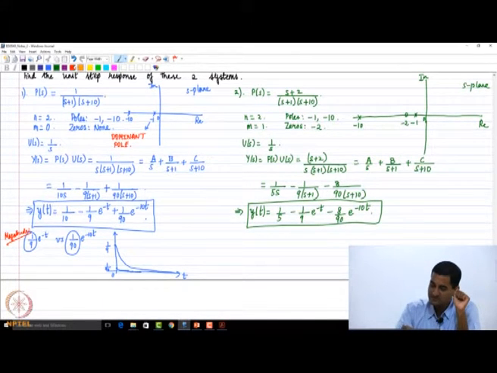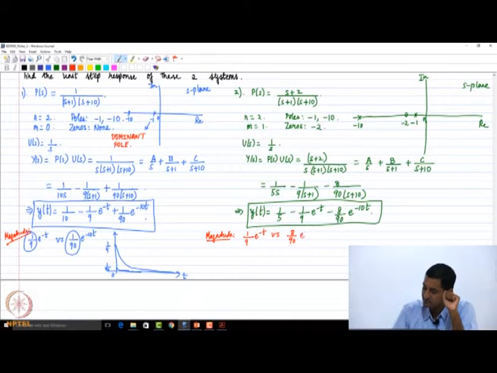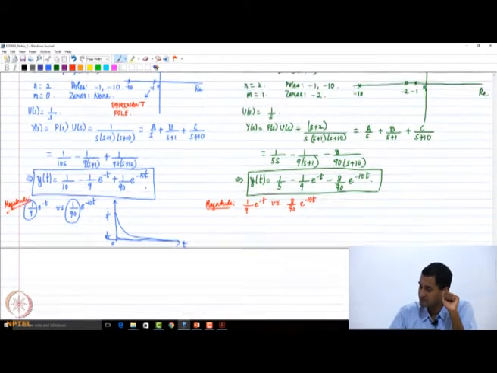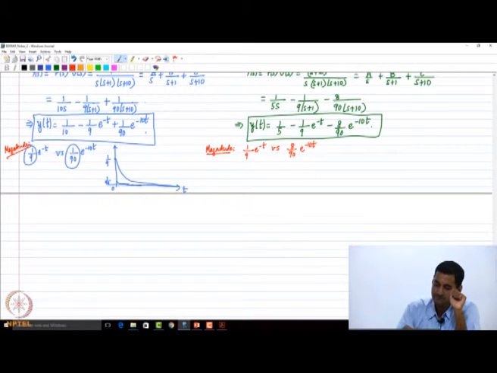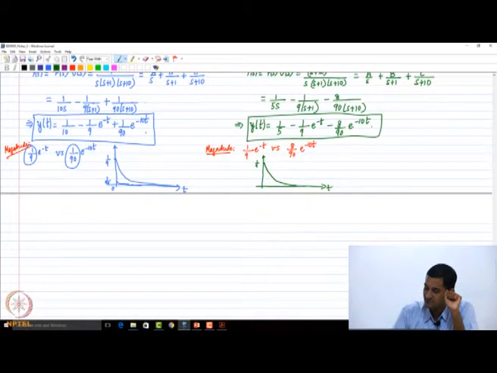But if I do a similar magnitude analysis, 1 by 9 e power minus t versus 8 by 90 e power minus 10t. So if you compare those two terms, what can you observe? What can you conclude? See, 1 by 9, let's say we start from here and then we come like this, and then let's say we go to 0, right? So let's say this is 1 by 9. Where will 8 by 90 start?